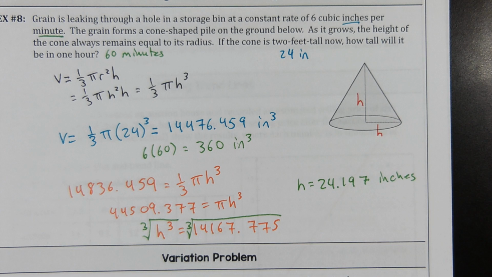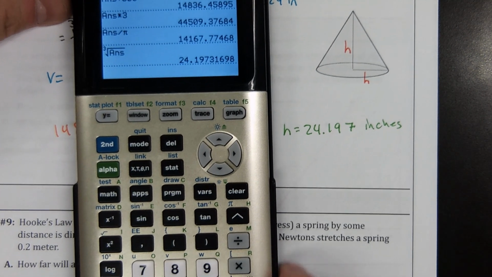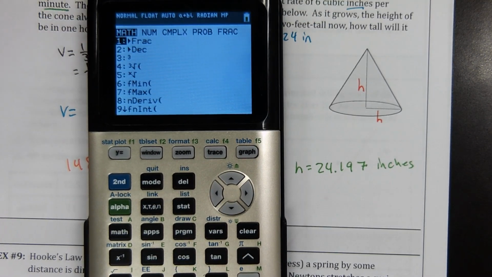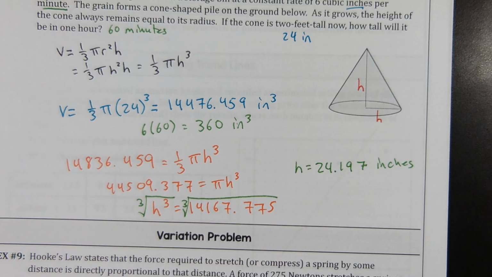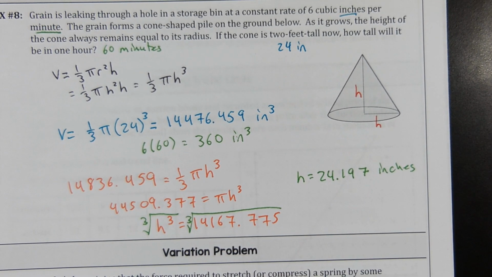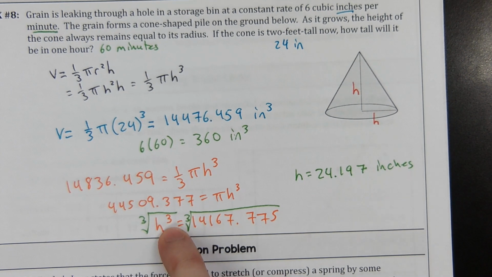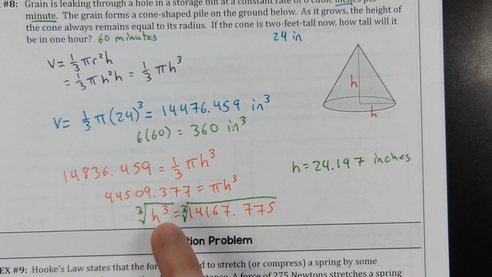Yes, Walter? How did you put in the cube root? The math command, and then scroll down to option 4. Yes? Why did you choose cube root? Because that's a third power. You cancel third powers with third roots.